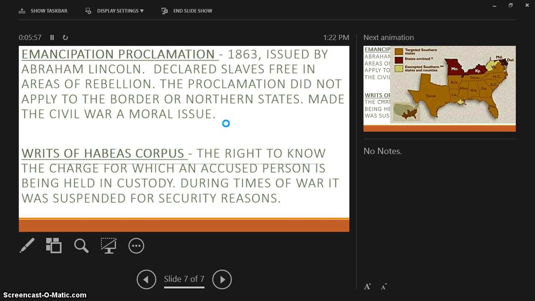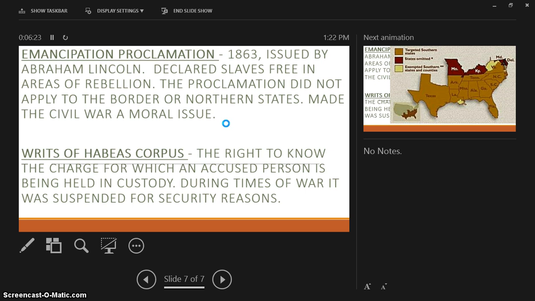Lincoln was so smart in doing that because it keeps the North happy because they don't like slavery. It keeps the border states happy because it doesn't affect them. They can keep their slaves. This proclamation has no effect on them. And it focuses the entire country on the South and makes the Civil War a moral issue about slavery. Really, really smart. Very, very well timed by him as well.